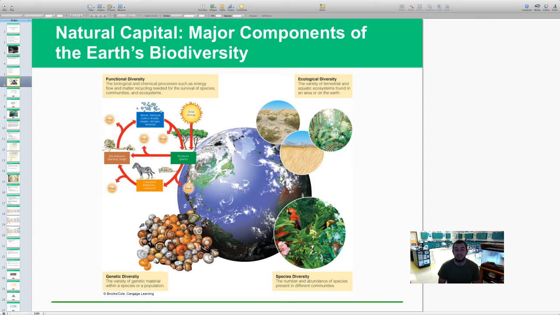And then we're going to look at ecological diversity, which is just the variety of different ecosystems: freshwater ecosystems, saltwater, brackish water, rainforests, tundras, deserts, all these different types of ecosystems and biomes that make up ecological diversity. Functional diversity is the different processes, like the energy flow and the matter recycling we talked about in Chapter 3, and how all those things play a vital role in the function of these different processes.